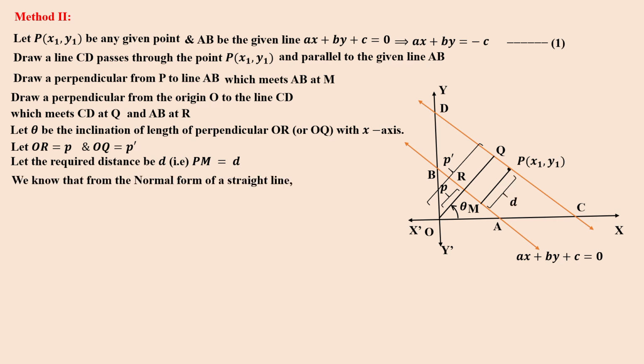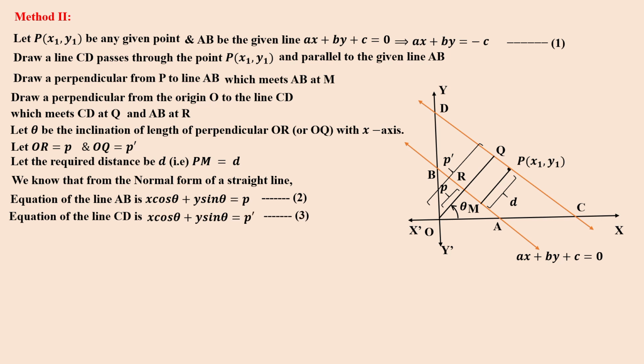So we know that the normal form of a straight line, the equation of a line, is x cos theta plus y sin theta, which is equal to the length of the perpendicular from the origin, that is equal to P. So AB is represented by the equation x cos theta plus y sin theta equal to P, that is equation number 2. Similarly, we can represent the line CD also in the normal form, x cos theta plus y sin theta, but the length of the perpendicular is P dash, that is equation number 3.